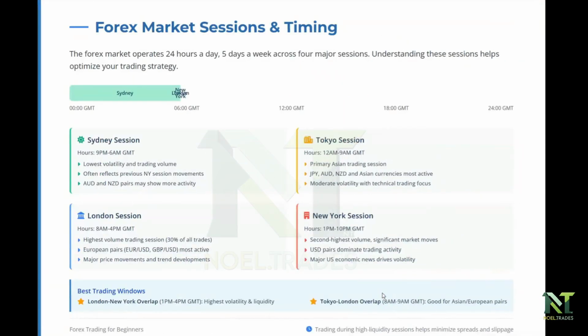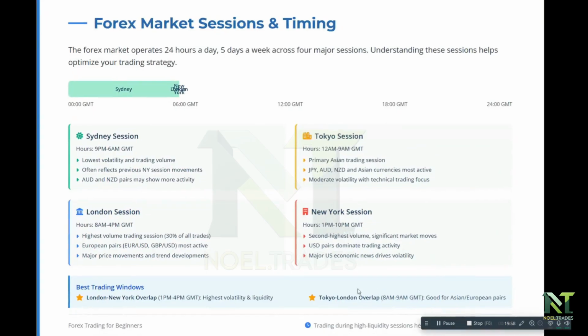Okay, we have the forex market sessions. And we have the Sydney session. Sydney is like the Australian session. During that time, there is low volatility. Most people are asleep. The only currency pairs that work around that time are the Australian dollar and the New Zealand pair. So most people don't really trade this.